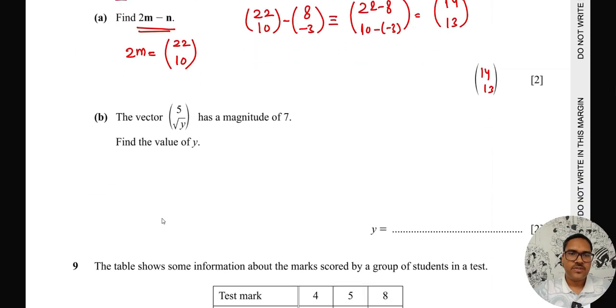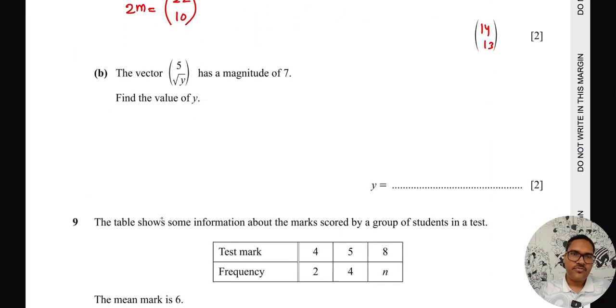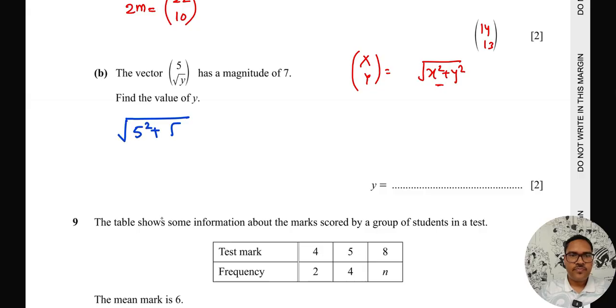Okay. Now the next question is, the vector 5, root y has magnitude 7. So what is the value of y? We know the magnitude of the vector xy is under root of x square plus y square. This is how we write the magnitude. So what is the magnitude of this? Under root of 5 square plus root y square. This is equal to 7. Now we have to just solve this equation.